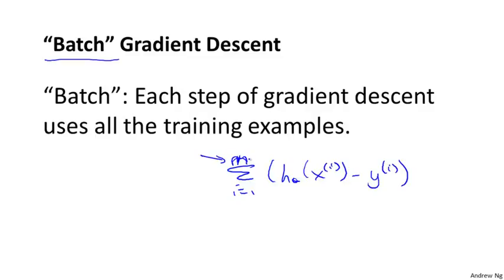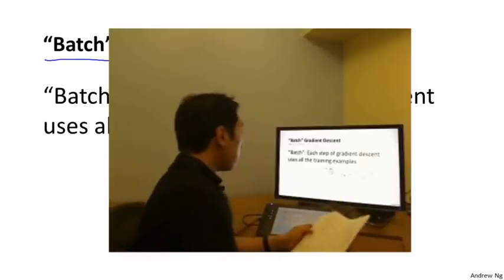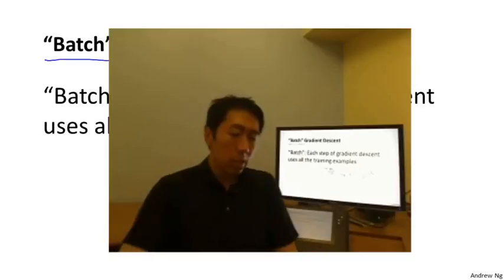And there are sometimes other versions of gradient descent that are not batch versions, but that instead do not look at the entire training set, but look at small subsets of the training set at a time. We'll talk about those versions later in this course as well. But for now, using batch gradient descent, you now know how to implement gradient descent for linear regression. So that's linear regression with gradient descent.